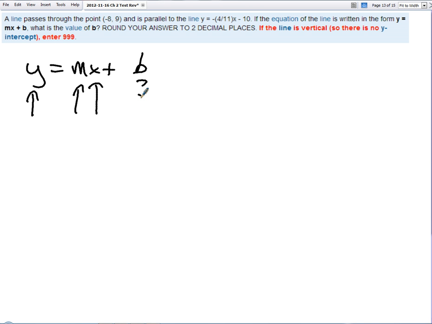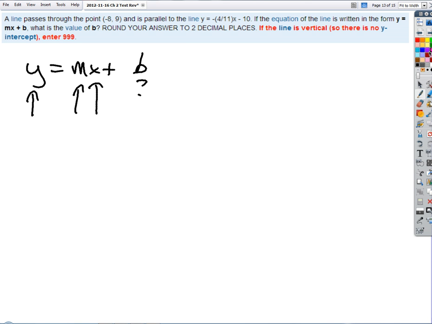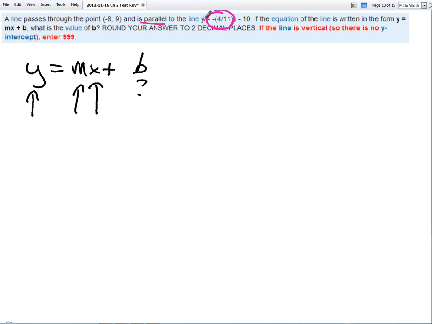So in this case, what's my slope? Negative 4 elevenths. How'd you get that? It's the slope of the line that's parallel to it. Good. Okay, so we know that if we're parallel to this line, well, there's the slope of the line. It's just in y equals mx plus b form, right? And so m is just the coefficient of x. So we can see m is negative 4 elevenths.